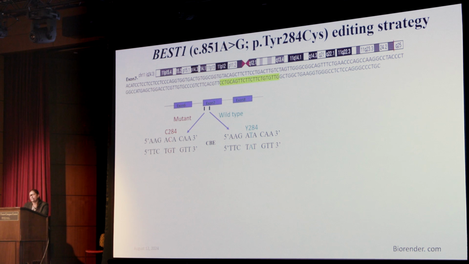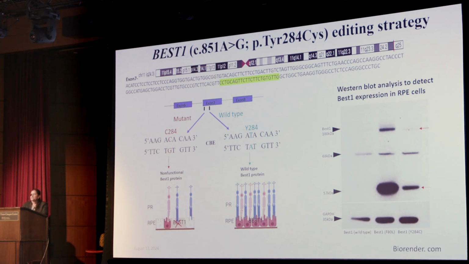We designed our editing strategy. Since there are two base editors, we use the negative strand where we have the C. Using the cytidine base editor, it will change to T, and ultimately on the coding strand, we have tyrosine.